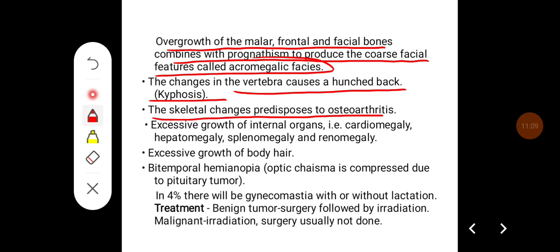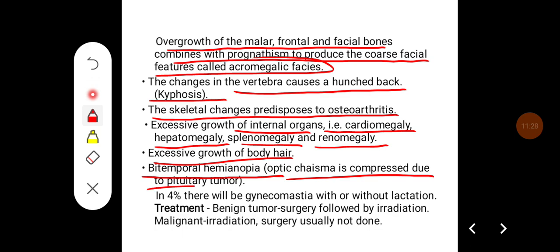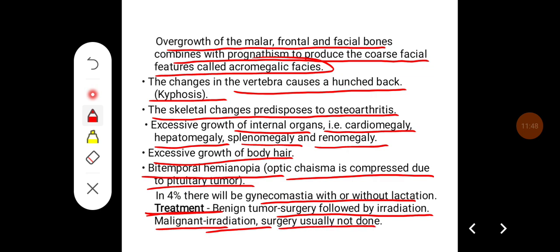The skeletal changes predispose to osteoarthritis, and excessive growth of the internal organs leads to cardiomegaly, hepatomegaly, splenomegaly, and renomegaly. There will be excessive growth of body hair. There can be bitemporal hemianopia, which occurs because the optic chiasma is compressed due to the pituitary tumor. In 4%, there will be gynecomastia with or without lactation. So treatment: the benign tumor will usually be treated by surgery followed by irradiation, and malignant tumors are usually treated by irradiation, and surgery is usually not done.